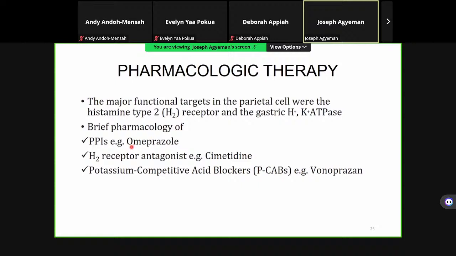The half-life of proton pump inhibitors is not that long, approximately 30 minutes. In 30 minutes, the half-life will be reached. This is very important.